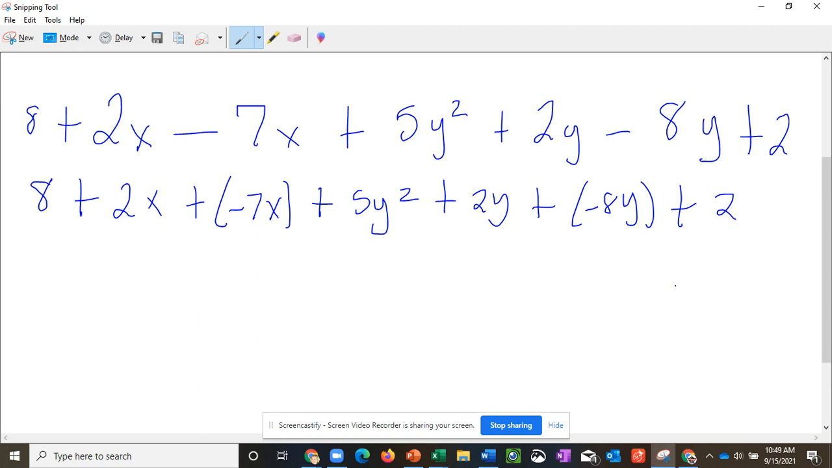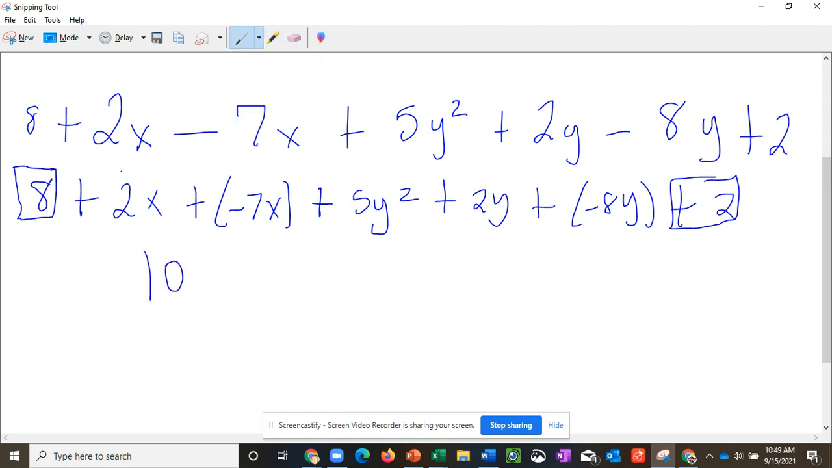So now I'm either going to move things around or I can just go ahead and look at them and look at the sign that's in front. So I know this 8 can be combined with this positive 2, okay? And 8 plus 2 will give me 10.